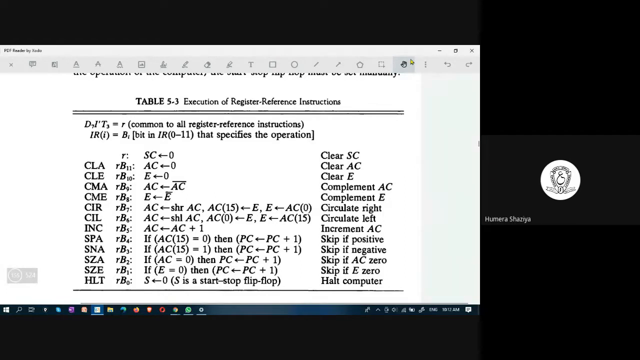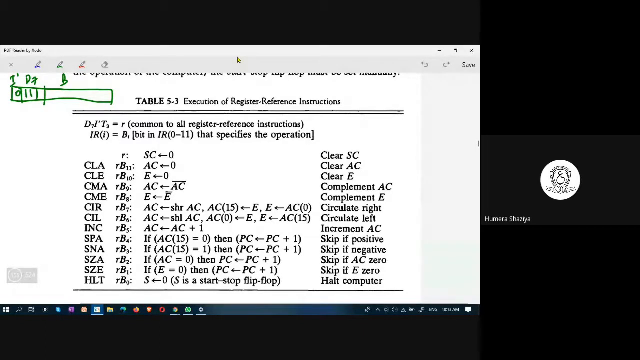IR of I is equal to B of I, bits in IR of 0 to 11. These bits, the register reference: these three are all ones, this is 0, so this is D7 I dash, and this one is B. And in this B, there are 12 bits. For 12 bits, there are 12 operations. Every bit is represented by one operation.